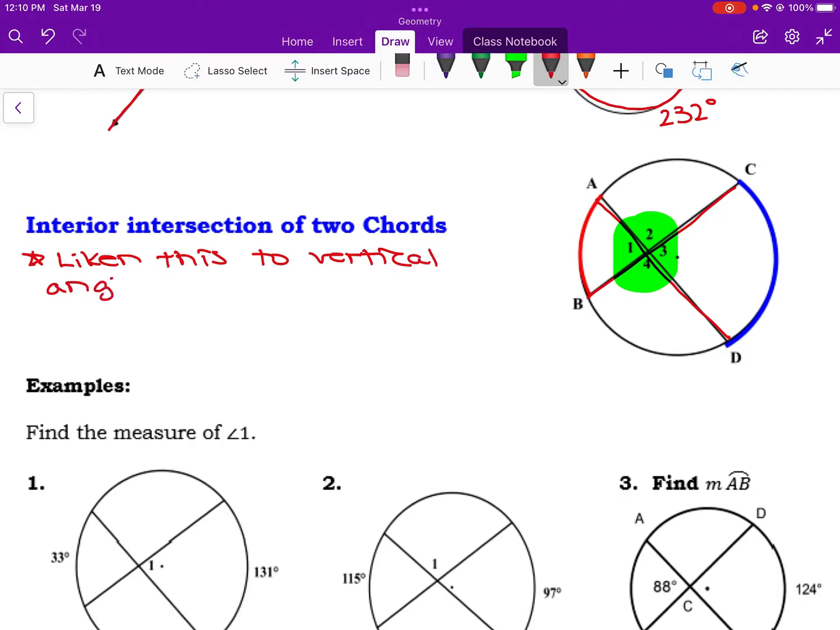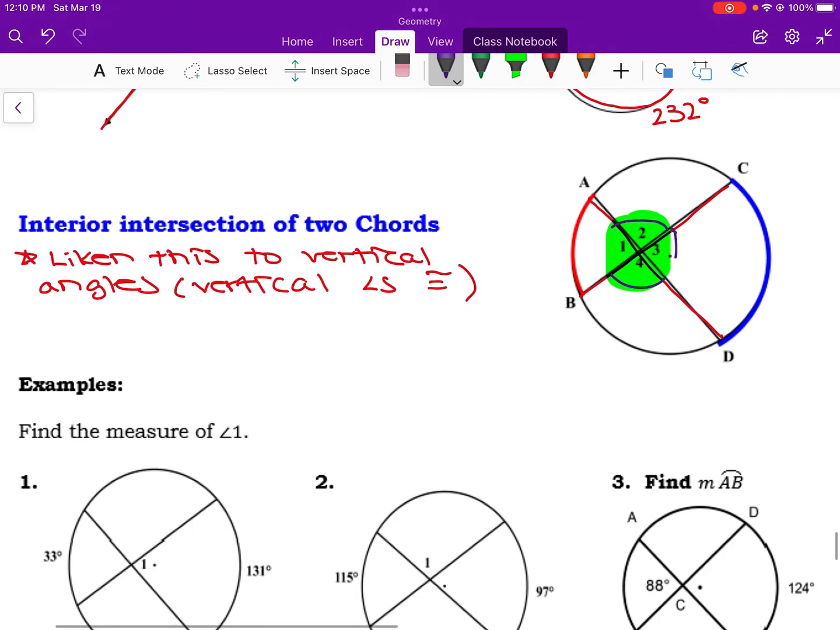And we know specifically that vertical angles are congruent, right? So vertical angles are congruent, meaning in our diagram here, angle 2 is going to be congruent to 4, whereas 3 would be congruent to 1, because they're essentially vertical angle relationships there.